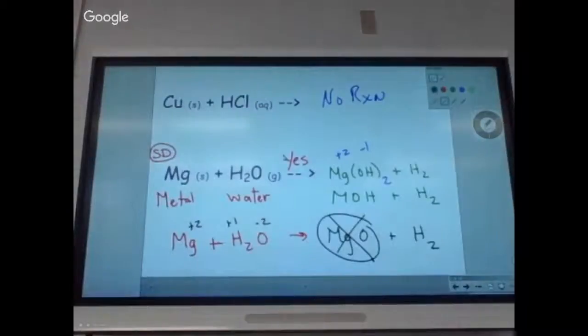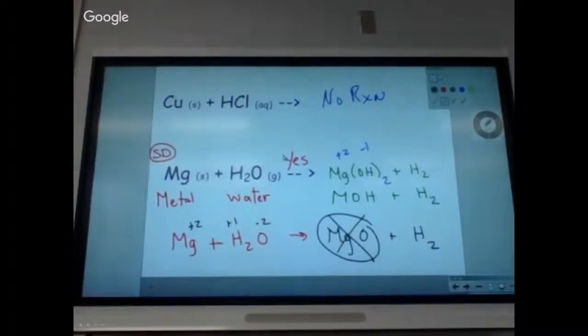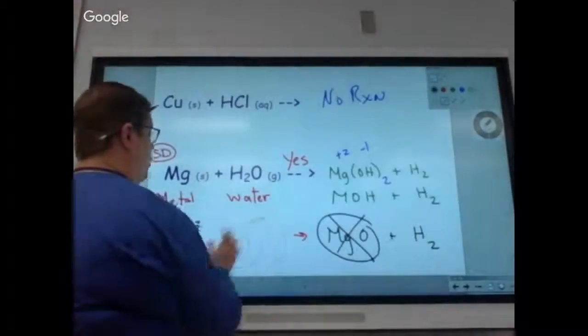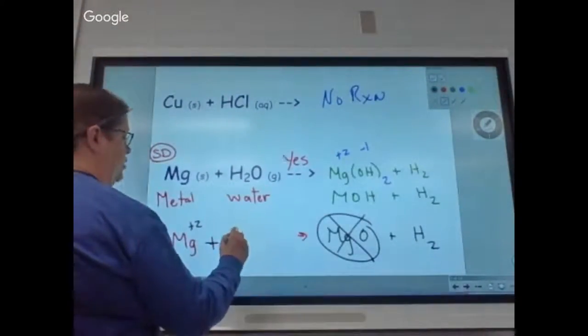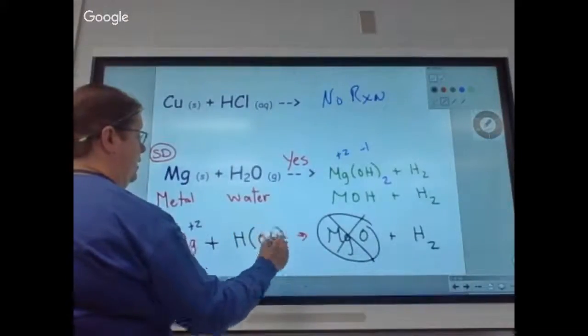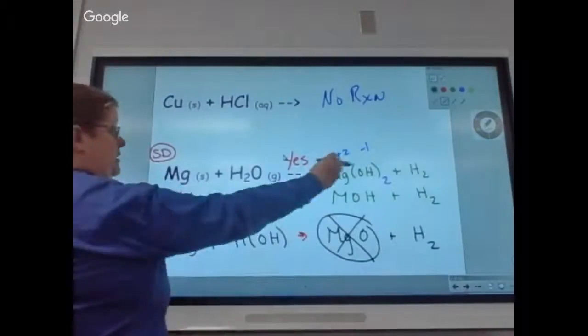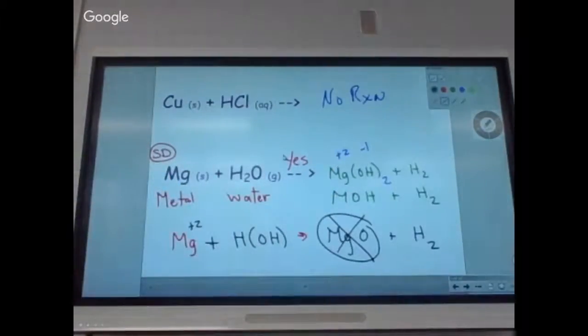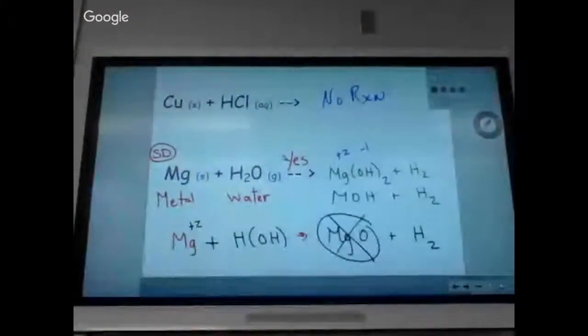Okay? So if you do it as a traditional single displacement equation, the way I showed you, you will get the wrong answer. Okay? Now, the only way to get the right answer and do it as a traditional single displacement is to change water into HOH. If you do it that way, it will work just like the way it shows you on the orange card. Or you can just do it the way it shows you on the orange card. The only one that will get you is the metal plus water. None of the other ones will get you.